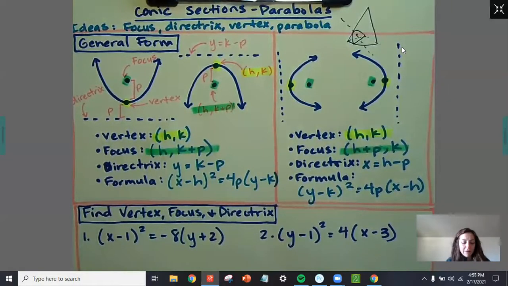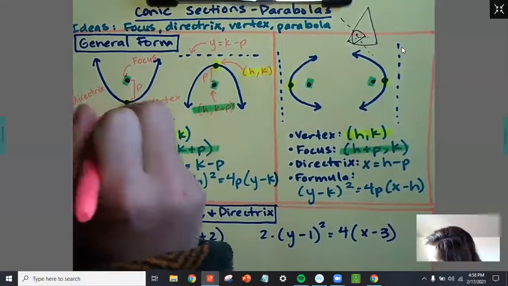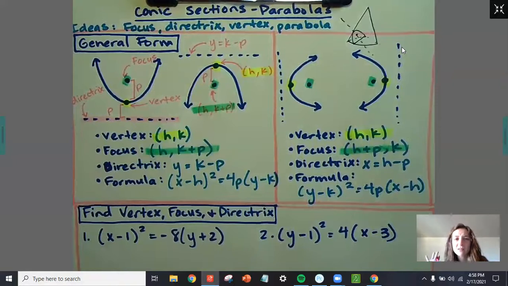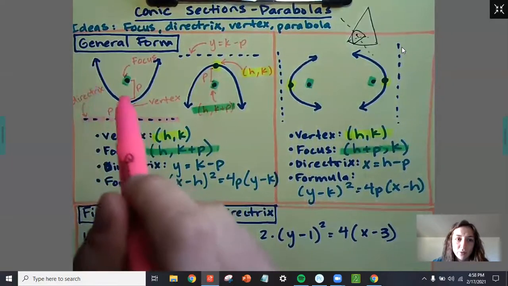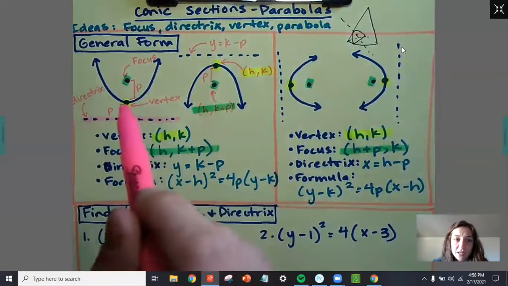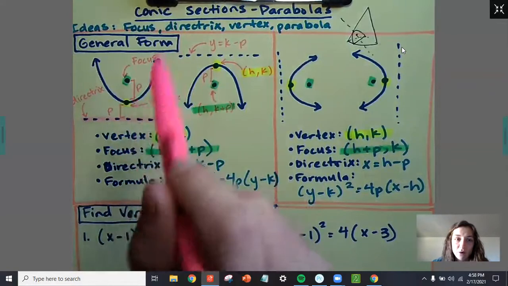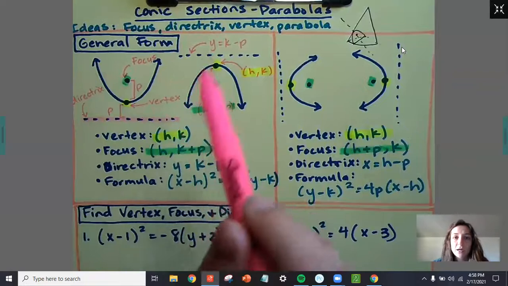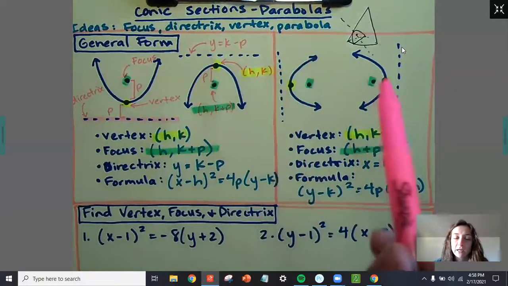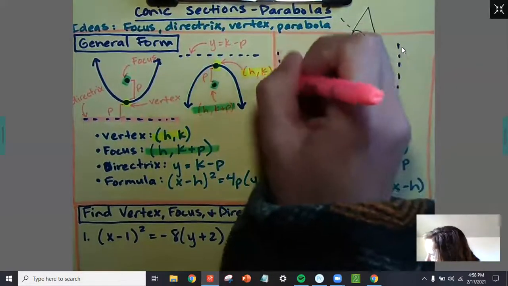Okay, the other thing that we have is our directrix, and the directrix is just this straight line that is going across the bottom. So this dotted line right here is our directrix, and it kind of says what direction the parabola is going to go in. So our parabola is always going to want to stay away from the directrix. So if your directrix is here, it's going to go in the opposite direction. Same thing here, and here, and here. Okay, so that's our directrix.